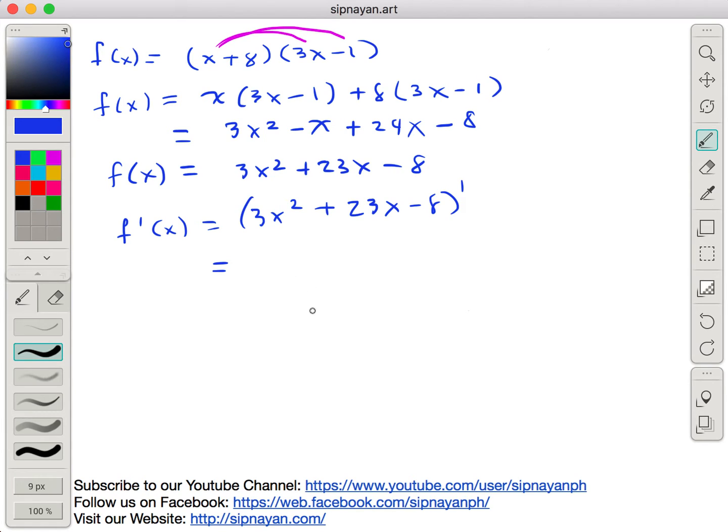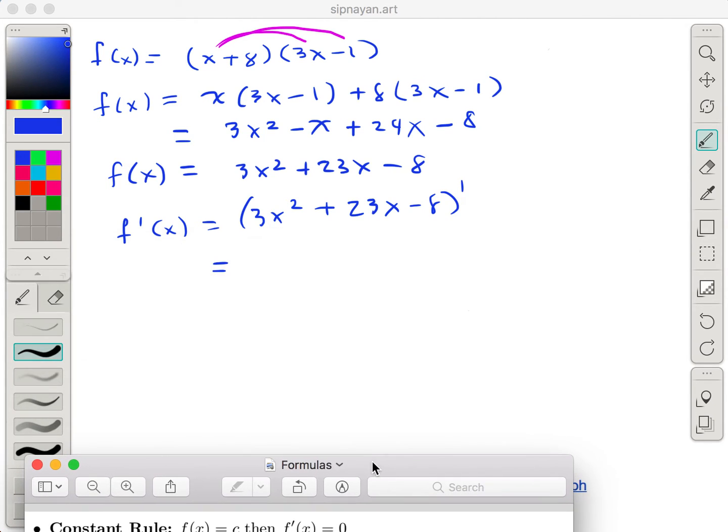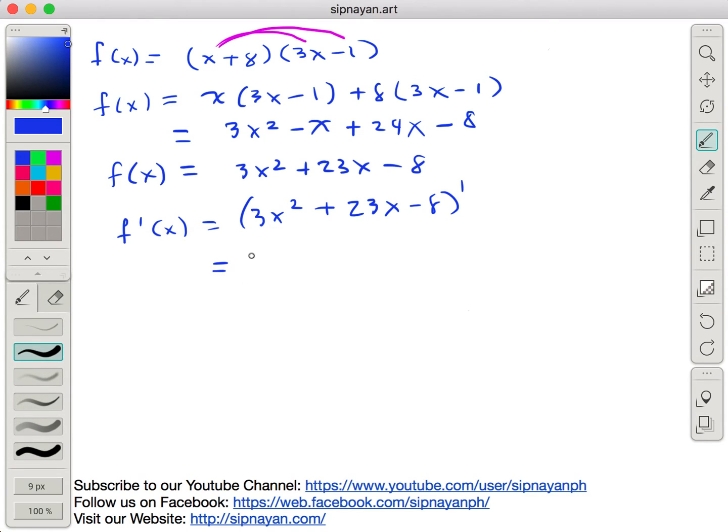So, ito, paano gagamitin natin dito? Gagamit tayo ng constant multiple rule, no? Ang sabihin sa constant multiple rule ay pag meron tayong constant and a function, for example, sa first term, 3 tsaka x squared, our constant is 3 and our function is x squared, gagawin natin is itatabi muna natin yung 3, no? Tabi natin yung 3, then we get the derivative of x squared.